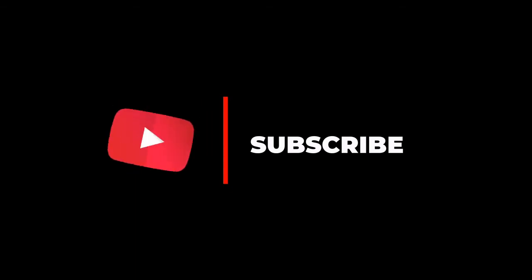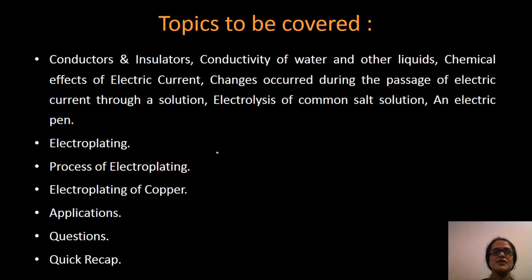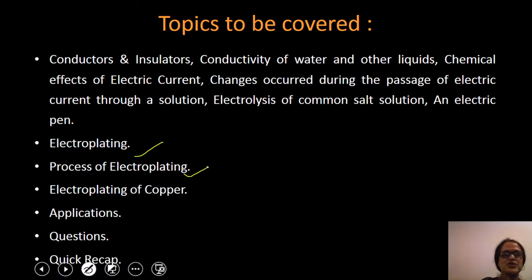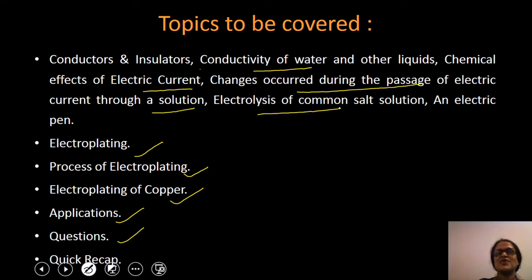So now let's see what we are going to study today. Today we will study about electroplating, the process of electroplating, electroplating of copper, applications, and some questions based on the topic discussed. And the topics: conductors and insulators, conductivities of water and other liquids, chemical effects of electric current, changes that occur during the passage of electric current through a solution, electrolysis of common salt solution, and an electric pen have been discussed in part 1 and part 2 of this chapter.